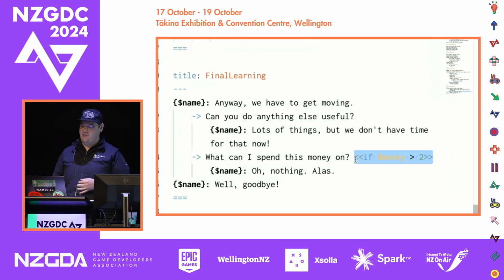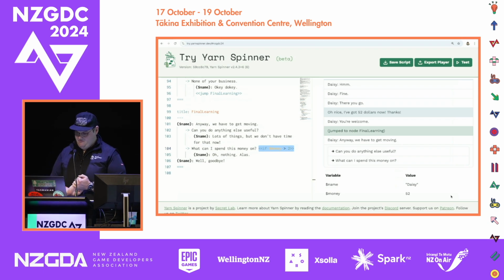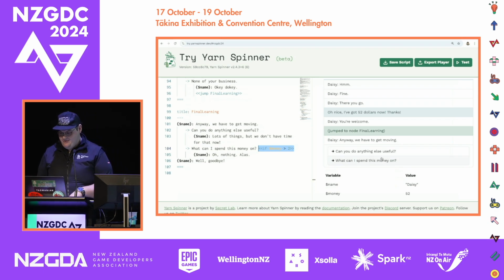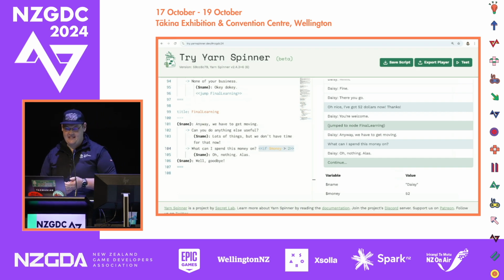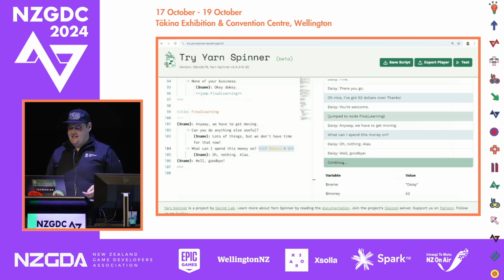So that option will only be available if we have more money than two. And because we have 52 units of money, you will get that option. And you can say, what can I spend my money on? Alas, nothing. You know, late stage capitalism, there's nothing we can do. So then they say goodbye, and that's the end of execution.